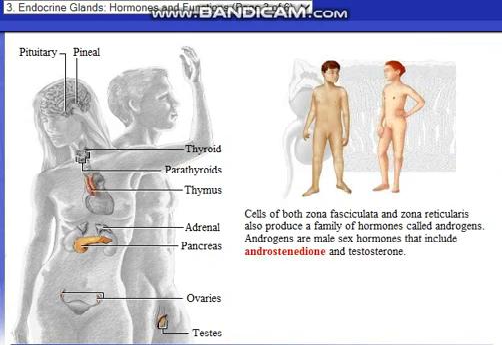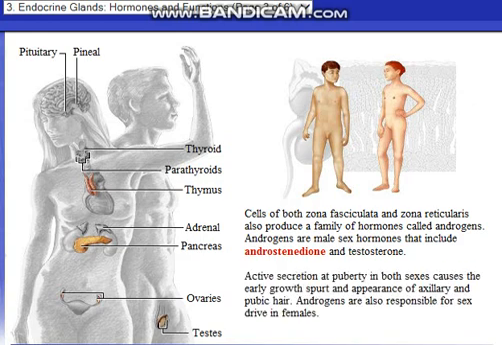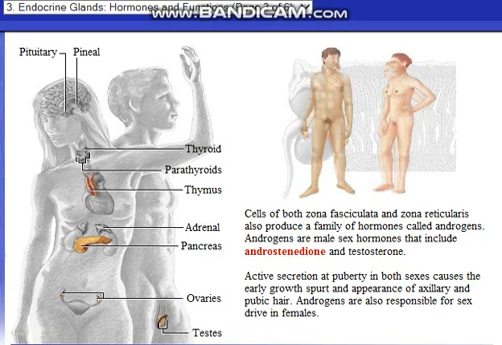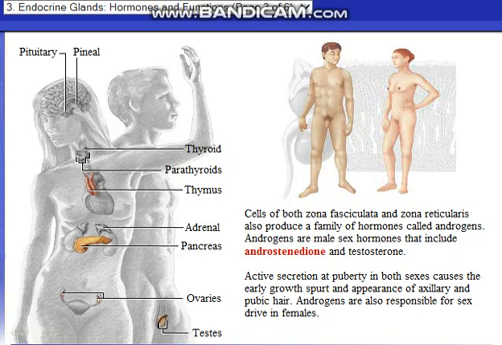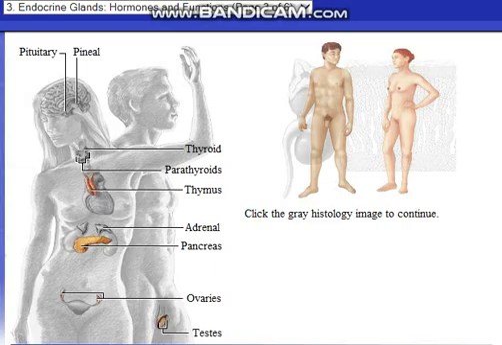Cells of both zona fasciculata and zona reticularis also produce a family of hormones called androgens. Androgens are male sex hormones that include androstenedione and testosterone. Active secretion at puberty in both sexes causes the early growth spurt and appearance of axillary and pubic hair. Androgens are also responsible for sex drive in females. Click the gray histology image to continue.